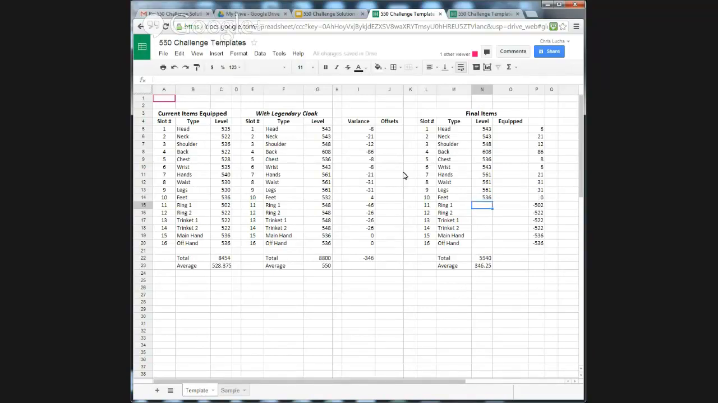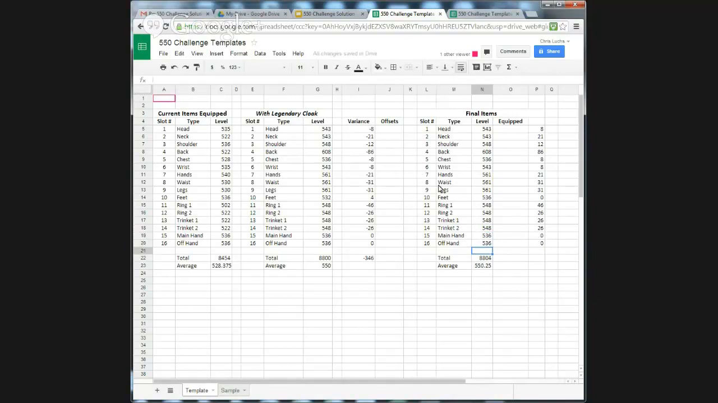For the rings, you know, the 502 ring, obviously you'd want to upgrade that as you're able to. And yeah, the rings and the trinkets are a bit low for the model, but that's to be expected at this point. That's why we're striving to improve it. Your weapon is totally fine. You've already upgraded that.